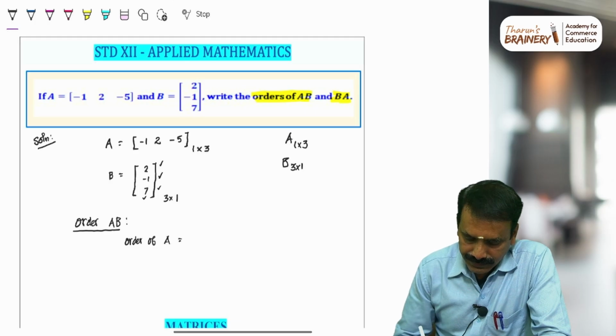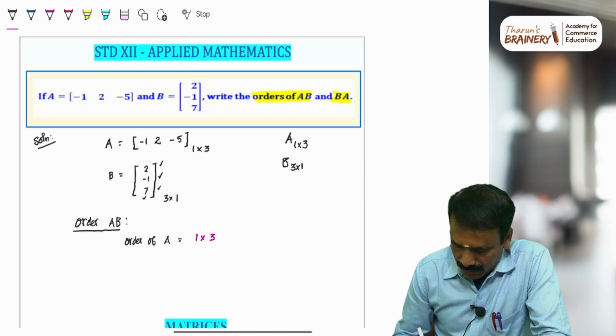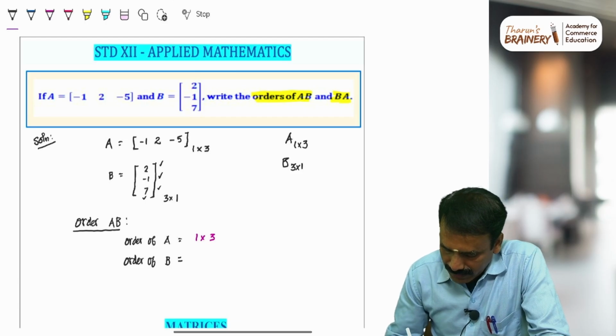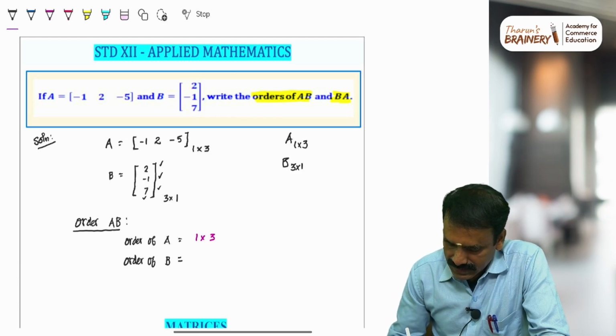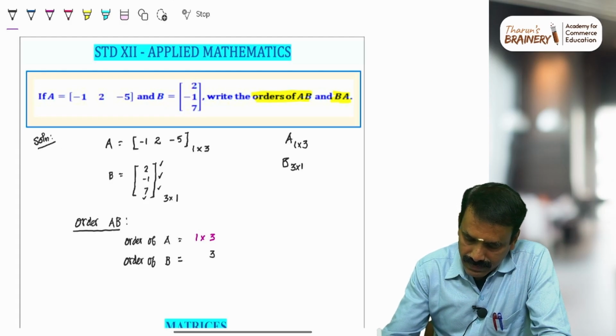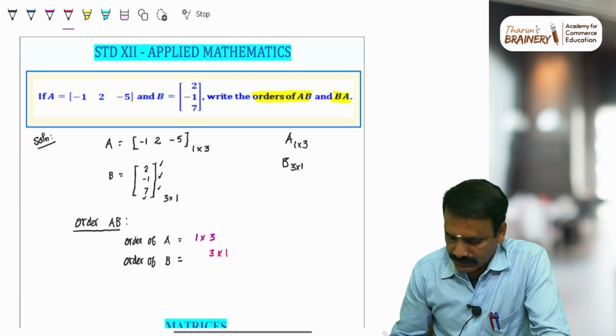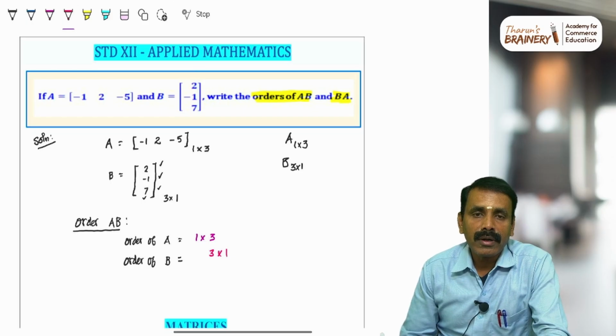Order of A is going to be 1 by 3. Order of B, we leave one gap and write it just indented. Order of B is 3 by 1. So what is the condition for the product of two matrices?